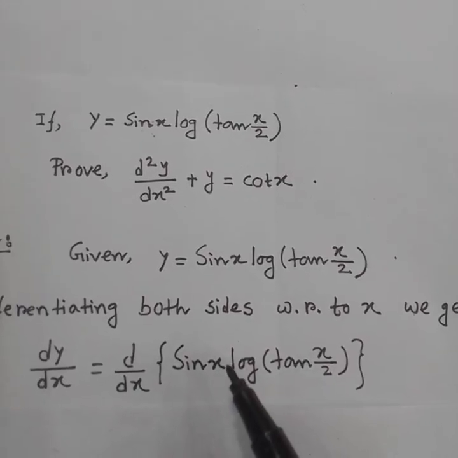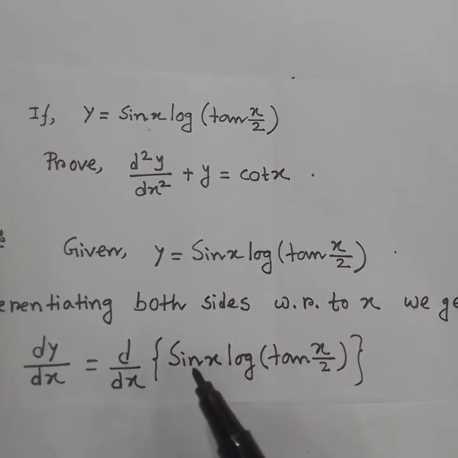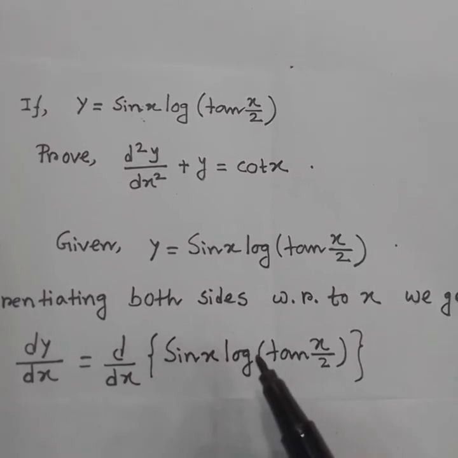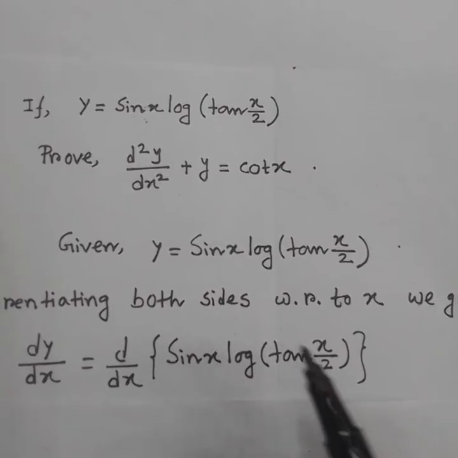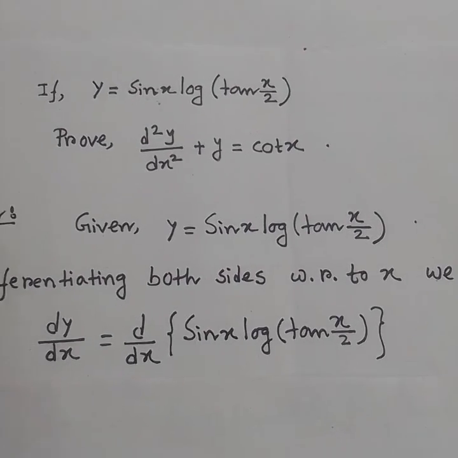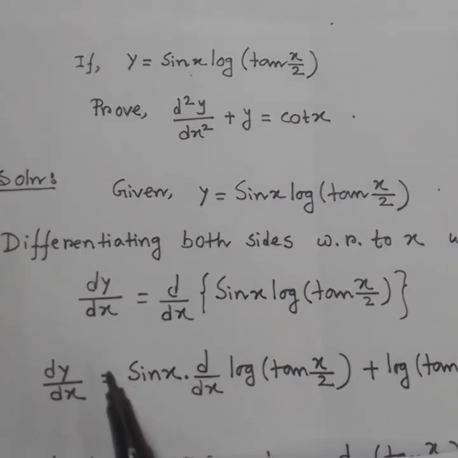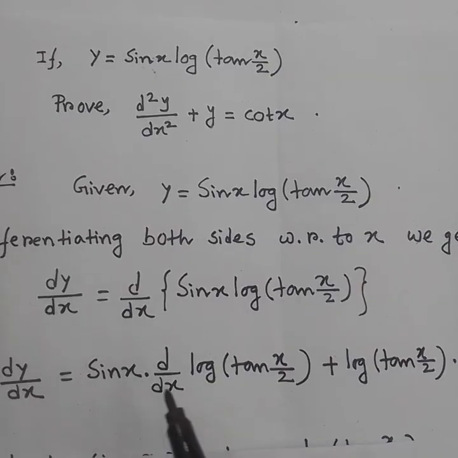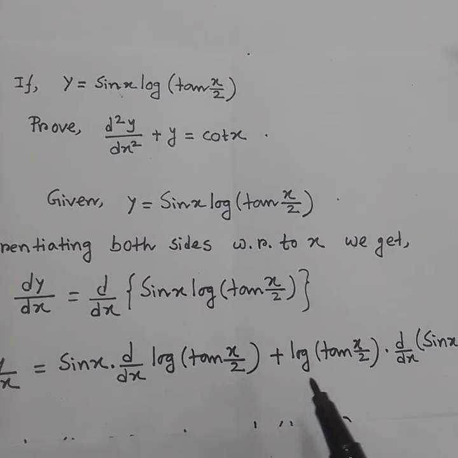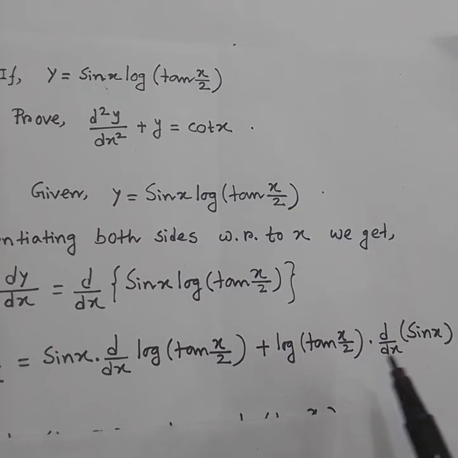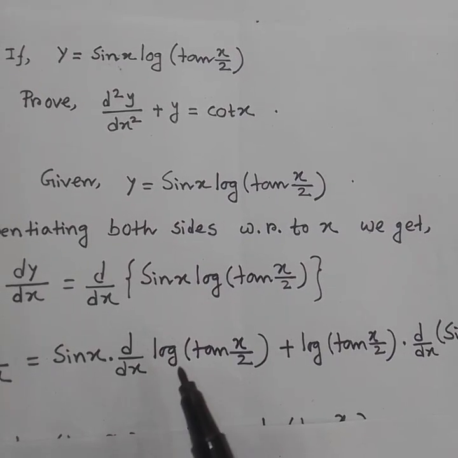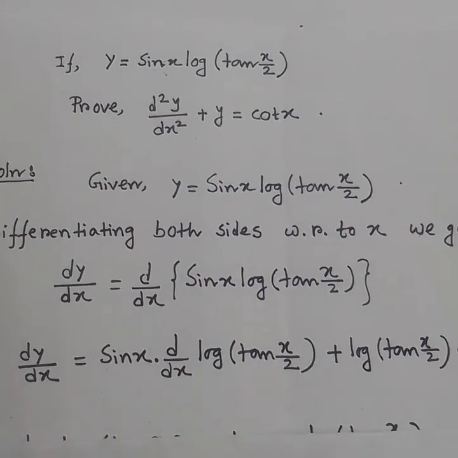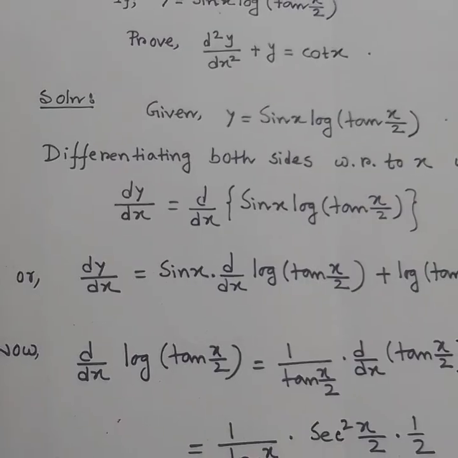They are in multiplication, so u into v: we apply the first function remaining unchanged, derivative of the second function, plus the second function remaining unchanged, derivative of the first function. So dy by dx becomes sin x constant into d by dx of logarithm of tan x by 2, plus logarithm of tan x by 2 constant into d by dx of sin x. Now we will separately calculate d by dx of logarithm of tan x by 2.